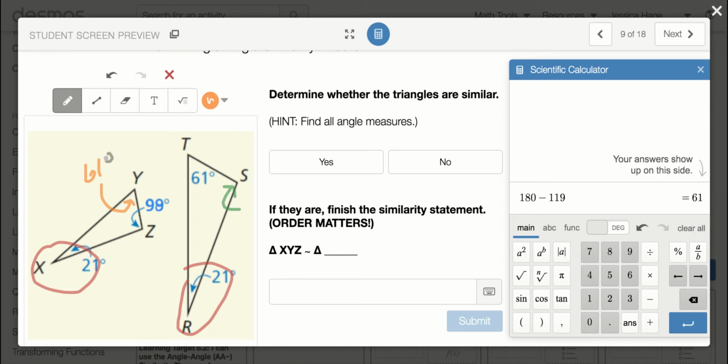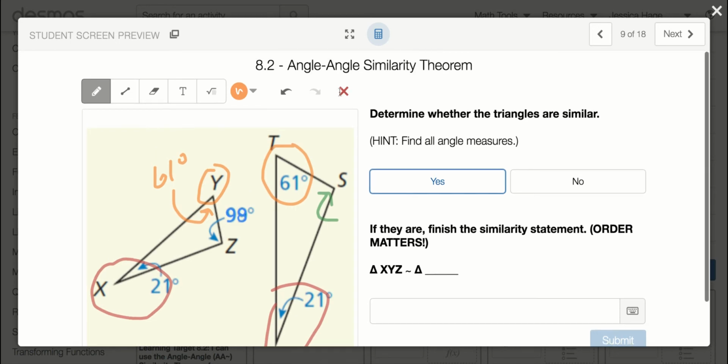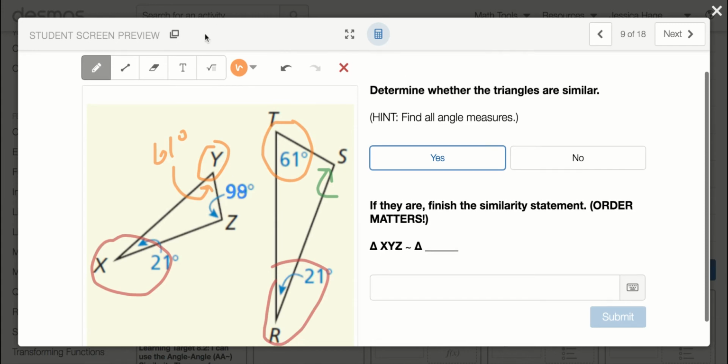And what you want to notice is we do, in fact, have a 61 in the other triangle, which is angle T. So angle T and angle Y are both congruent. And so that is enough to say yes because of the angle-angle theorem. Two angles are congruent in each triangle. If you were to do the triangle on the right or to continue your calculations, you would find that 21 and 61 gives you 82. And if you subtract 82 from 180, you get 98 degrees, which does in fact match angle Z. So these are congruent angles as well.